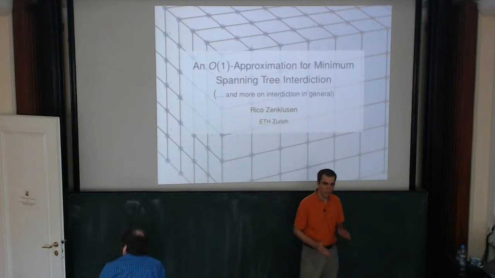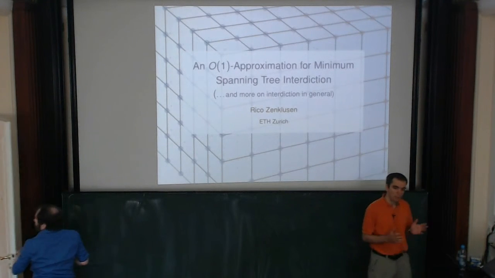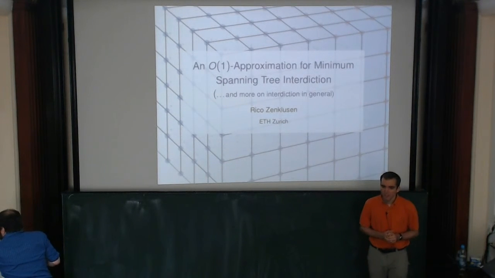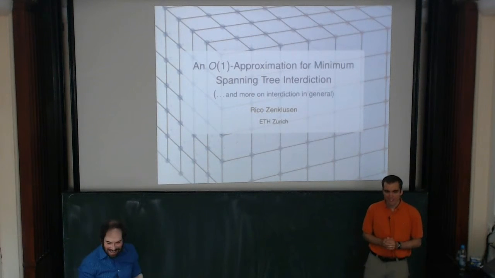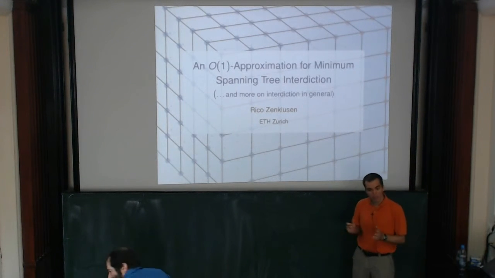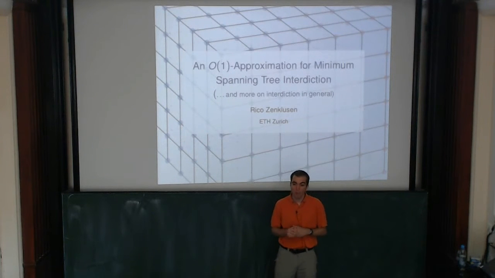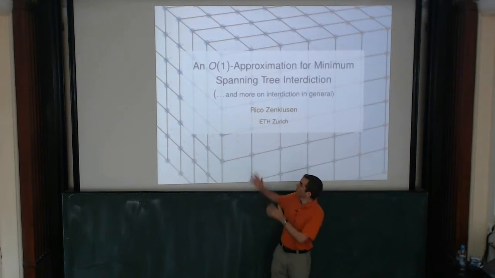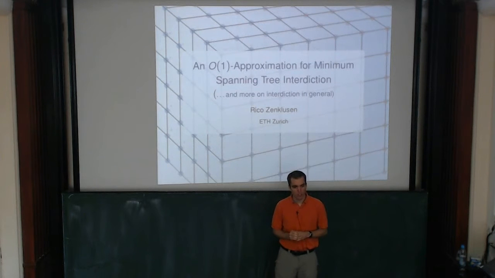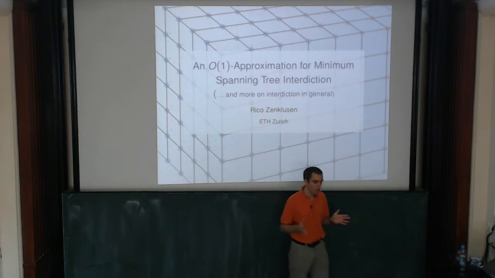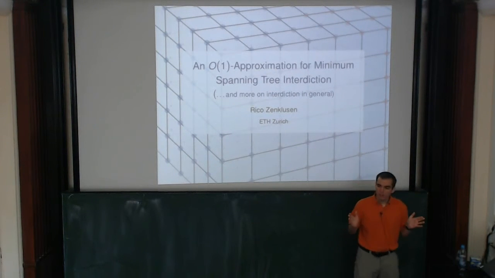So I have to maybe give a quick disclaimer. The talk was initially planned to be a 30 minute talk, and I got a free upgrade to 45 minutes. The upgrade was not quite free, actually. It came with a request to talk a little bit more generally about interdiction, and initially I just wanted to talk about minimum spanning tree interdiction. So the talk is like two parts now. I will mostly focus on general interdiction, and then talk a little bit about a specific interdiction problem, this minimum spanning tree interdiction problem.